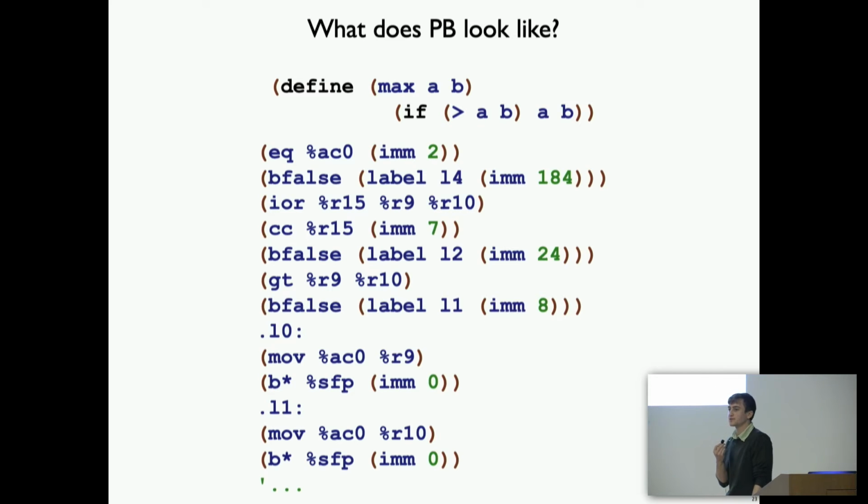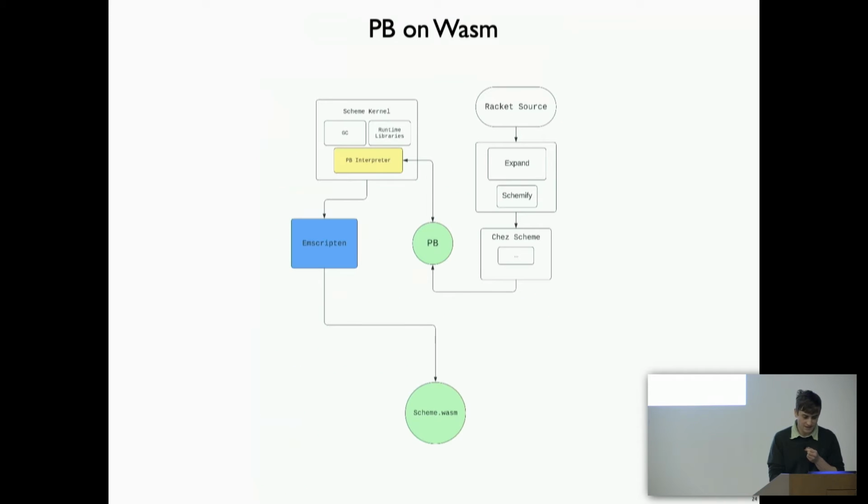It's a RISC sort of thing, and it has unstructured branching. So like a backend for Chez Scheme, it exists. We can compile Racket on top of PB and run it in the PB interpreter. And that's really nice, because that then allows us to do PB on top of Wasm, and then by extension support Chez Scheme and Racket on top of Wasm by simply compiling the kernel of Chez Scheme incrementally to Wasm.